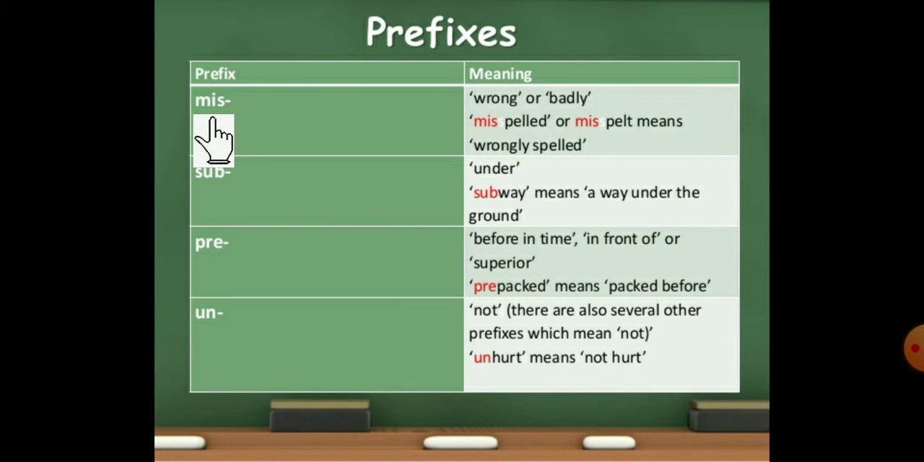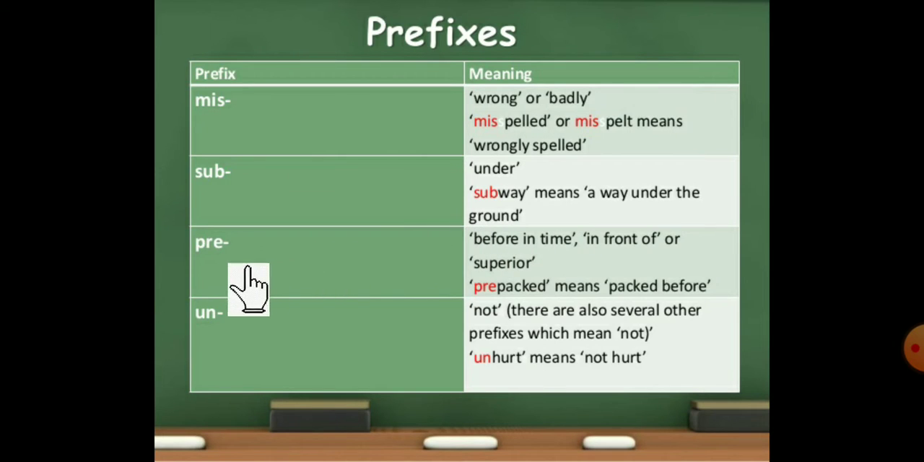See here. The prefix mis. What is the meaning of mis? Wrong or badly. So misspelled or misspelt means wrongly spelled. Okay, wrong spellings. Next, the prefix sub. Sub means what? Under. Subway is an example. Way is a root word, and you added sub to this word. So what is the meaning? A way under the ground.